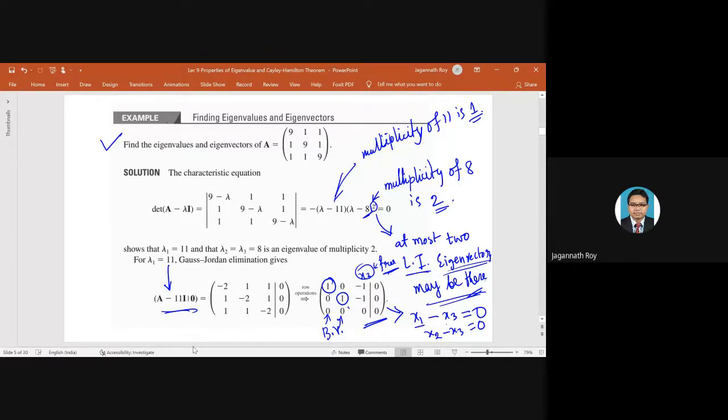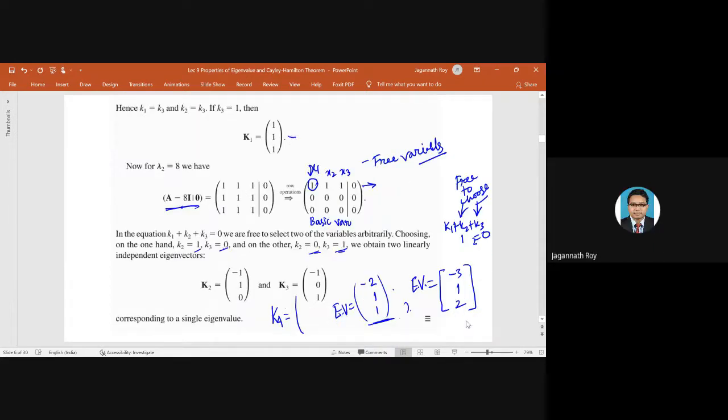x1 minus x3 equals 0. x2 minus x3 equals 0. Okay. Sir, when we keep x3 as 0, what do we get? x1, x2, and x3 are all equal by this system. Yes, sir.